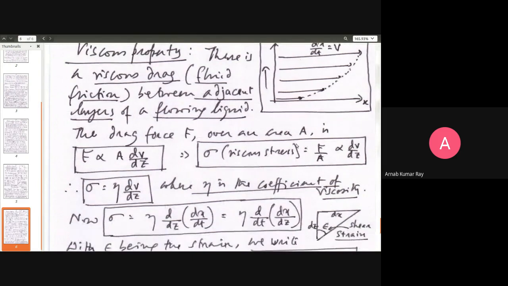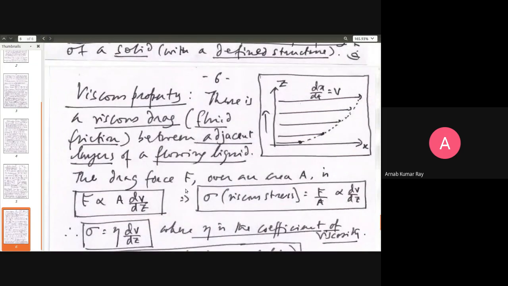So whatever happens, what is the drag force that you have? The drag force is proportional to the area of contact. Of course, that is naturally to be understood. Larger the area of contact, greater will be the resistance, right? If there is no contact, then there will be no resistance. Very simple thing. And it is also proportional to the vertical velocity gradient. What is that? Let us now see.